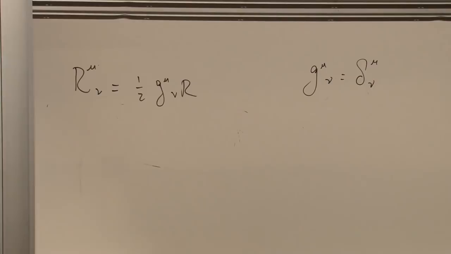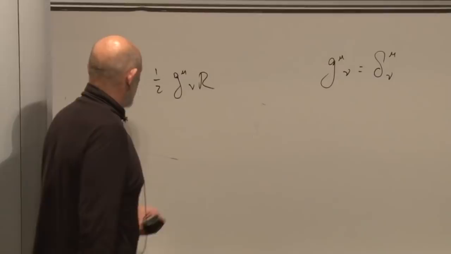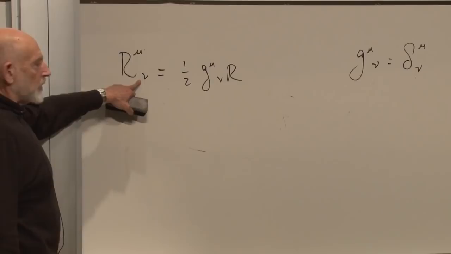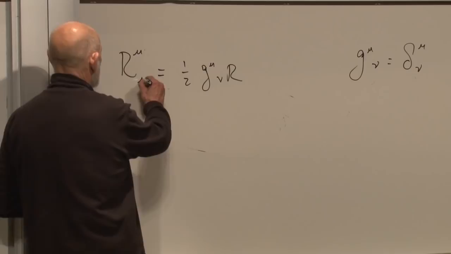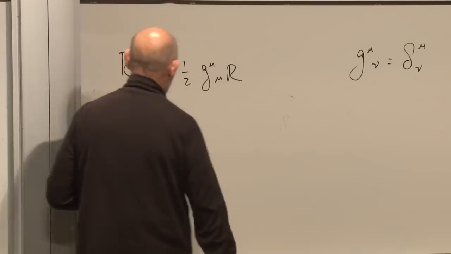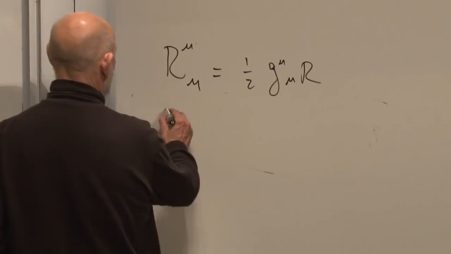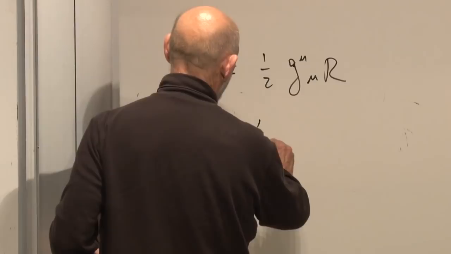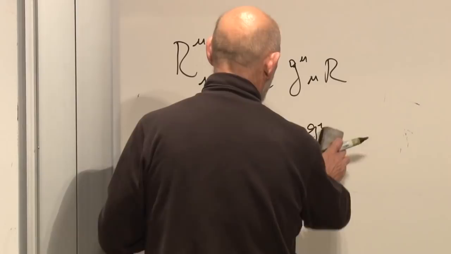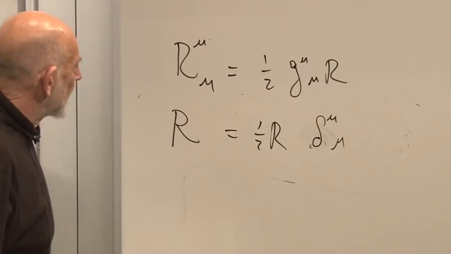Let's just remind ourselves of this. All right, so let's now contract mu with nu. That means set mu equal to nu and sum. What do I get on the left-hand side? On the left-hand side, I get r. On the right-hand side, I get 1 half r times this object, g mu mu, or better yet, delta mu mu. What is delta mu mu? 4. Oh, four, right. 4.